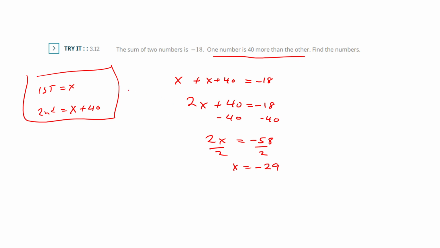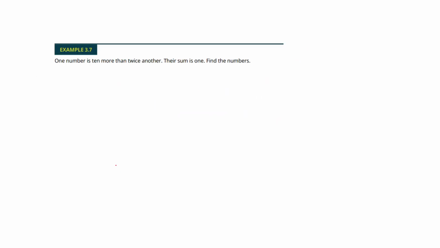Okay, I've got one number, but I also need the other one. So that would be 11. So my two numbers are negative 29 and 11. Okay, I don't know what's different about these. Maybe I'll notice something as I start working it.